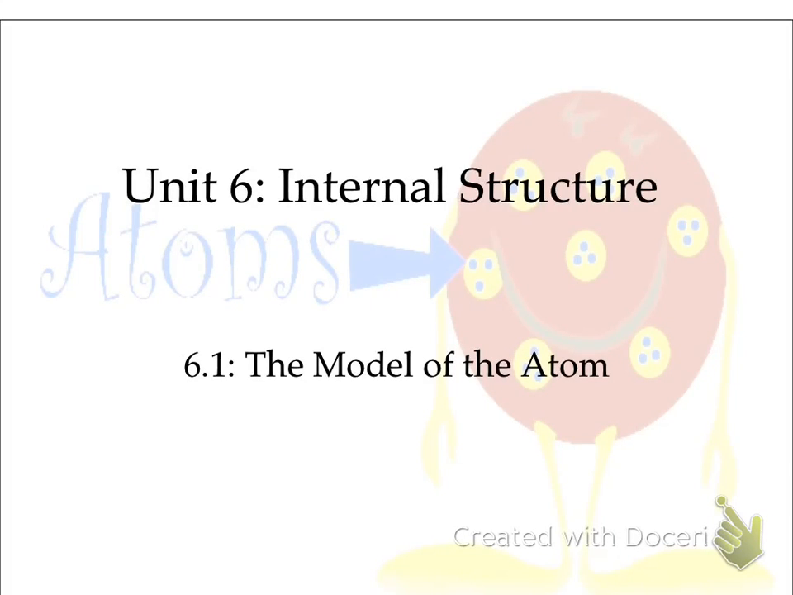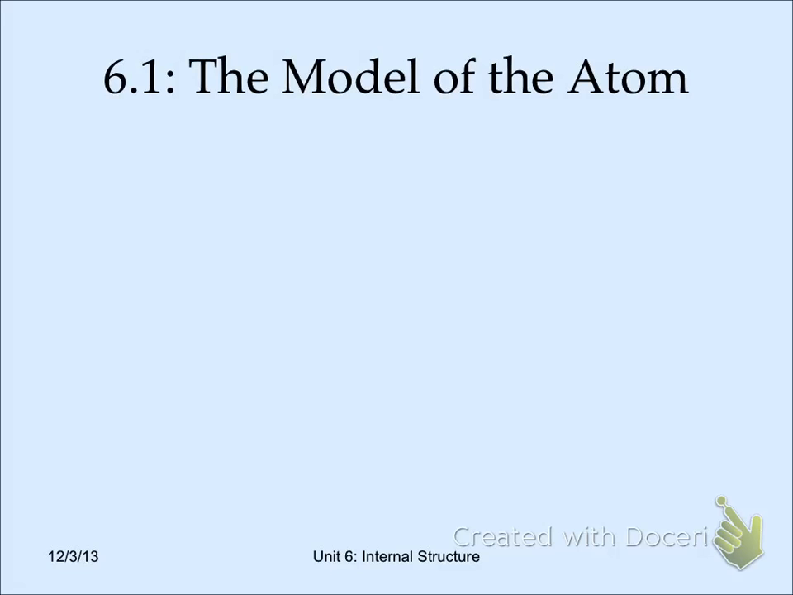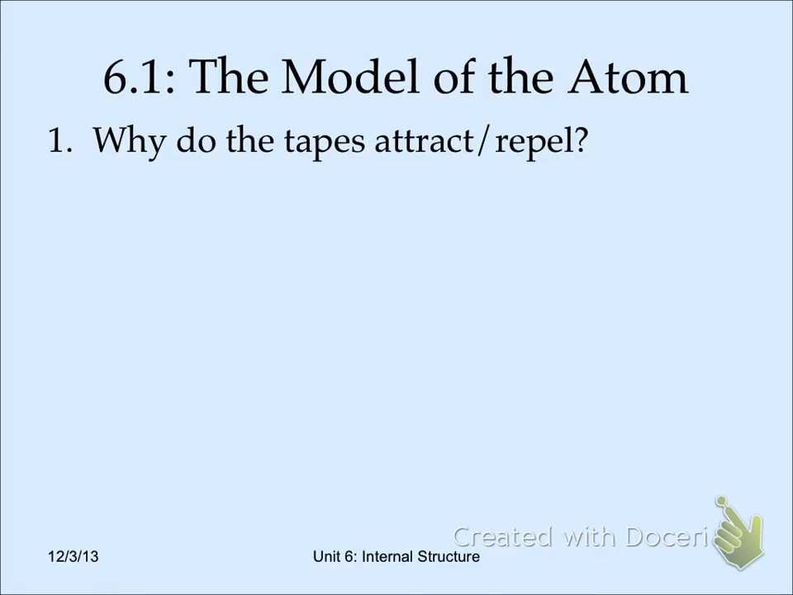All right, so let's do some explaining from the sticky tape lab that we completed today. This is going to be a great jumping point to give us an explanation of the internal structure of our atom. And we're going to start with how we came to understand the initial structure of the atom back in the late 1800s. So we'll ask this first question: why do the tapes attract and repel?